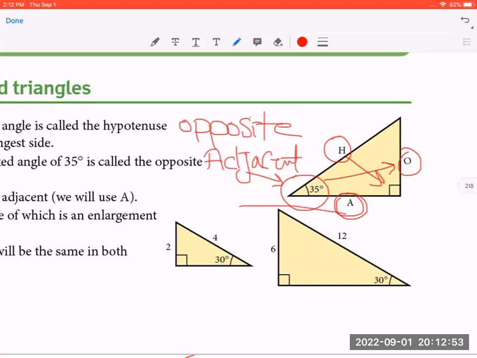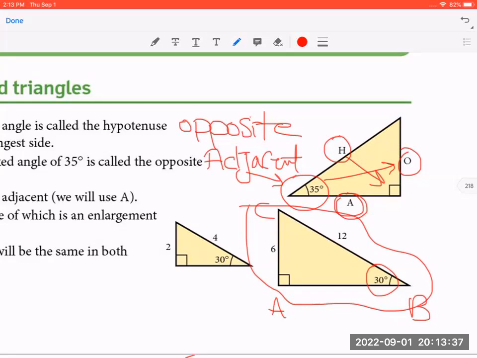Again, if you look at this one, can you tell me what is the adjacent? If I say A, B, C, which one is the adjacent to the 30? It would be CB. No, it's AB. CB is the hypotenuse. Okay, AB is the adjacent. And what about the opposite?